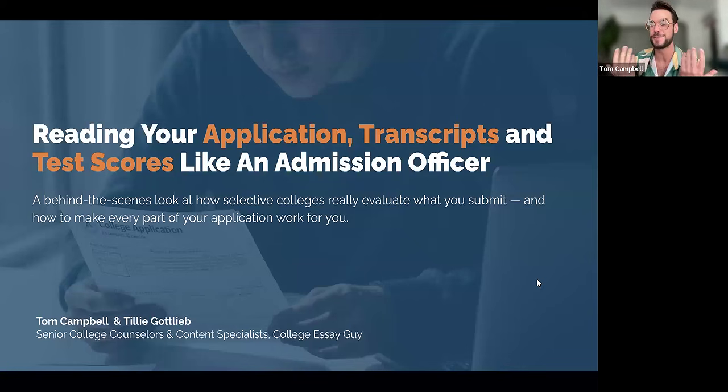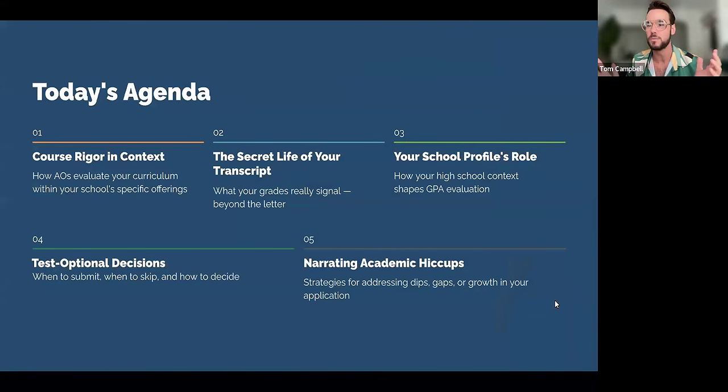Started the recording. So for those of you tuning into the recording, this is a session called Reading Your Application, Transcripts, and Test Score Like an Admission Officer. The goal of this session, as we'll see on the agenda slide that Tillie can walk you through, is to help unpack this behind-the-scenes lens, removing yourself from how you're coming to this process as a parent or a student, and really trying to think like the person who's reading your actual application.